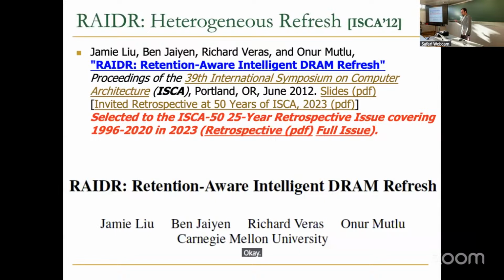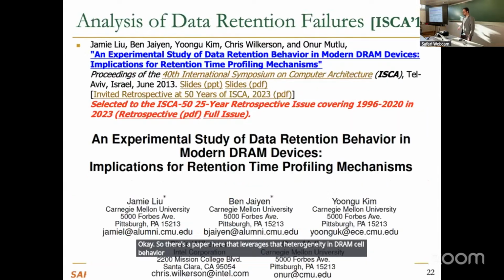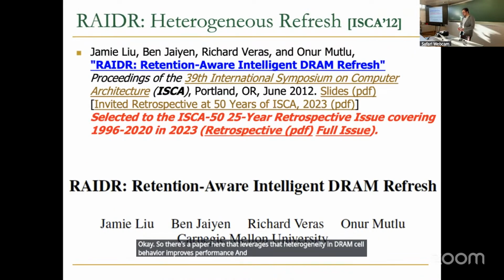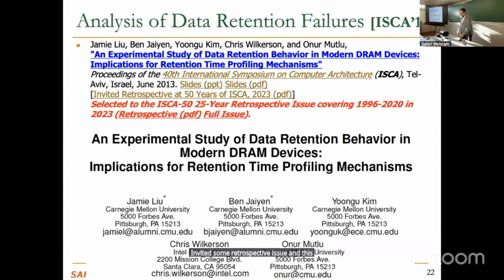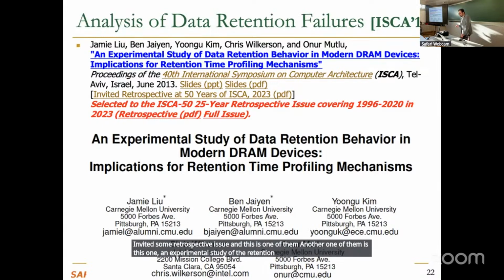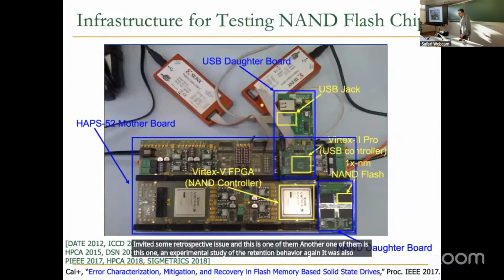Okay, so there's a paper here that leverages that heterogeneity in DRAM cell behavior and improves performance. It's also worth noting that last year at the ISCA conference, they collected the most impactful papers of the last 25 years and invited some retrospective issues, and this is one of them. Another one of them is this one, an experimental study of data retention behavior again. It was also published in ISCA 2013, a similar story.